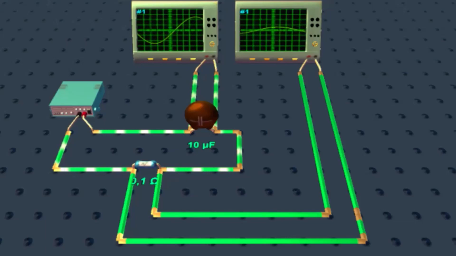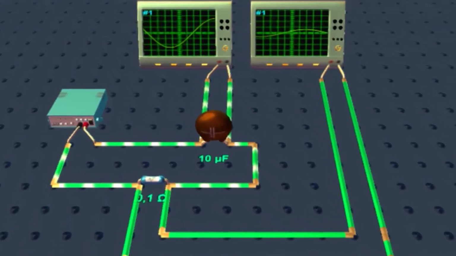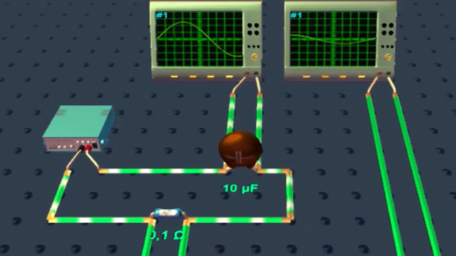source. Then we have simulated a kind of current meter, an ampere meter, to measure the current, and on the right side you have the oscilloscope which will show this to you. If we look closely and slow it down a little bit, you will see that the voltage is on the left side and the current is on the right side.